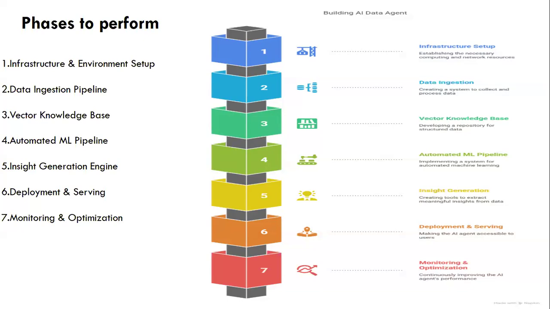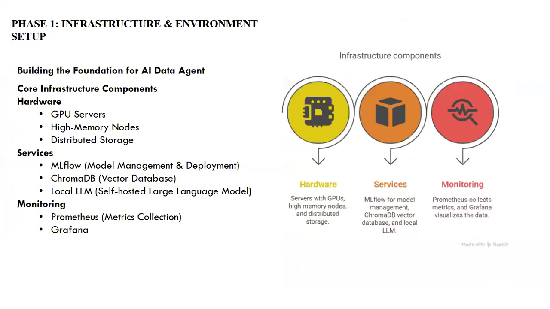So our solution is structured in 7 phases. We start with the infrastructure, then move to data ingestion, then the vector database knowledge, then the automated ML pipeline, and then insight generation, deployment and serving, and finally monitoring and optimization of the model. Each phase is critical for delivering scalable and secure intelligent AI agents. Now I move to the next slide.